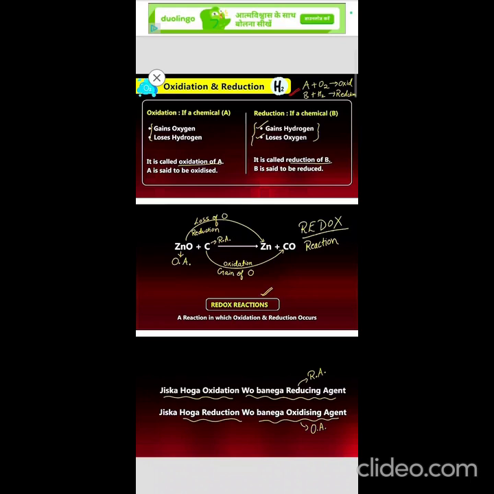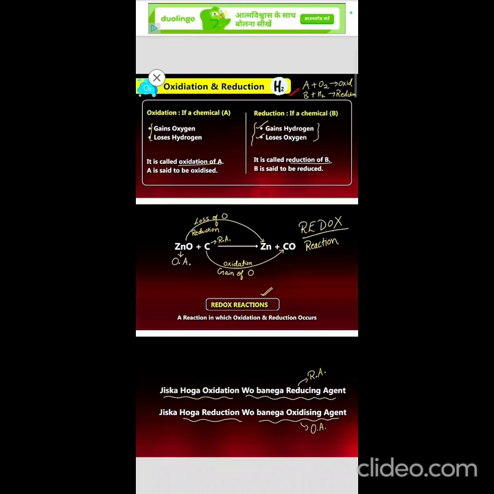Then reduction. If a chemical B gains hydrogen and loses oxygen, it is called reduction of B, and B is said to be reduced. In other words, the addition of hydrogen and removal of oxygen is known as reduction, and the substance is said to be reduced.